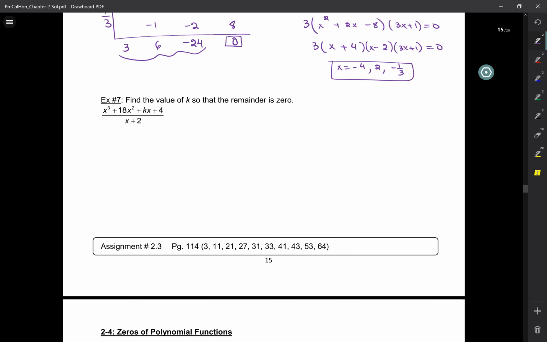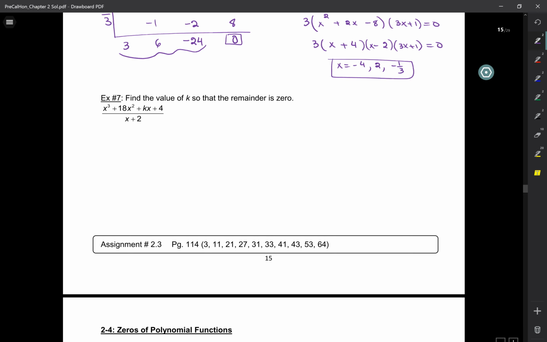All right, last but not least, here we have a polynomial function with a k as one of the coefficients. We need to find the value of k so that the remainder is 0. Okay, so let's just divide. We're going to divide synthetically. My exponents are 3, 2, 1, 0, so I have 1, 18, k, 4.